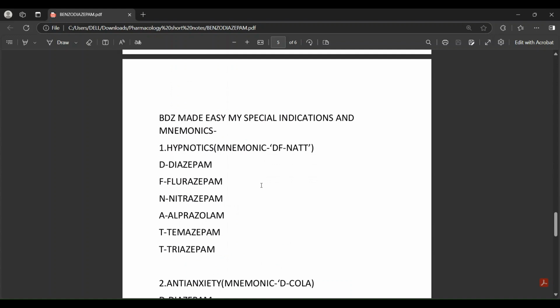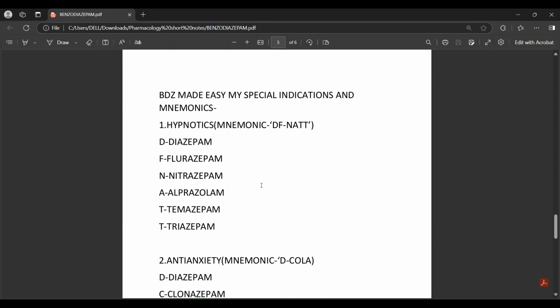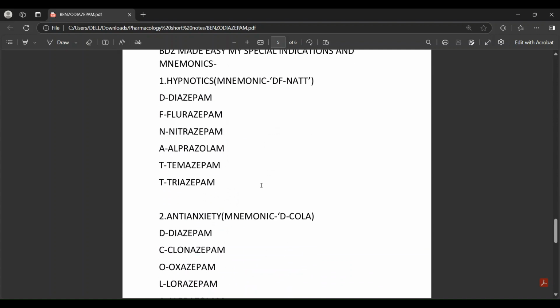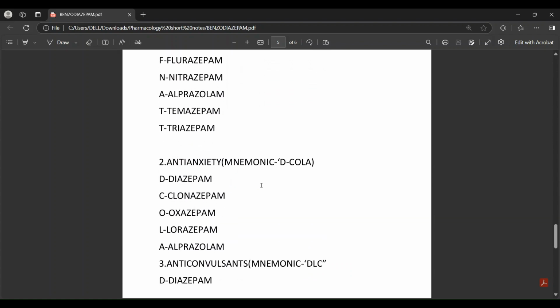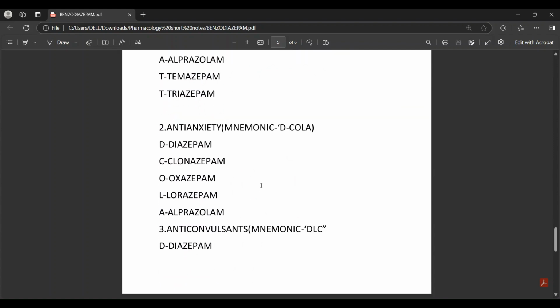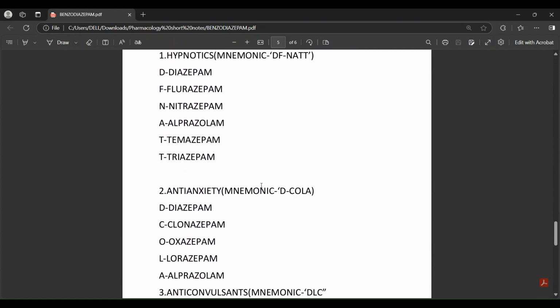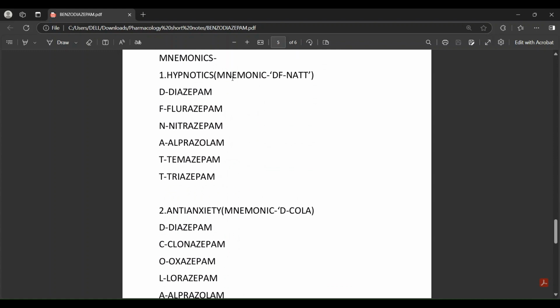And benzodiazepines are made with special indications and mnemonics. In upcoming videos, we talk about anti-anxiety drugs, hypnotics, and anti-epileptic drugs. Those three indications are mainly where we use benzodiazepine. Which benzodiazepine to use? Just remember the mnemonic. If we are talking about insomnia, we take DFNAT.